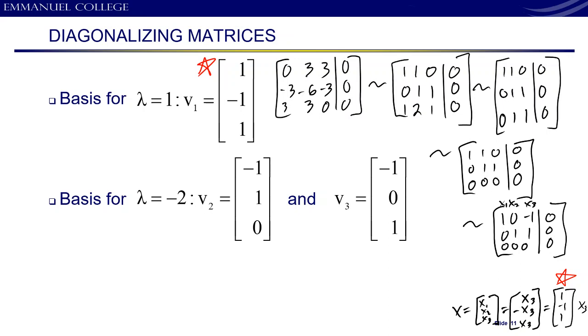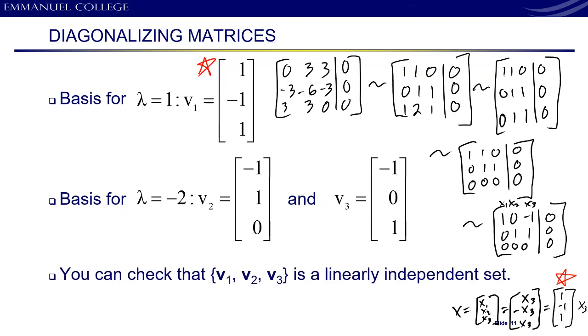Well, look at it. I have a 1 in the second position, and then a 0 for v2, and then a 0 and a 1. Unless I'm multiplying them by 0, there's nothing that's going to work. So, those are independent. Now, the one thing you have to check is, are my 3 vectors linearly independent?